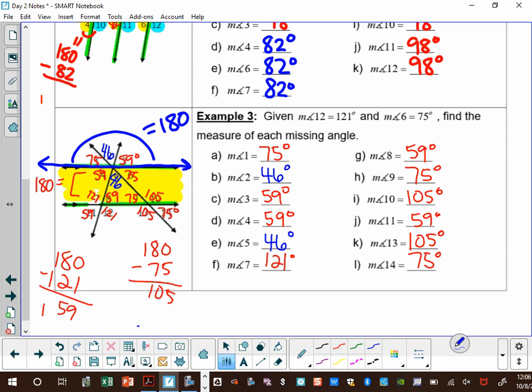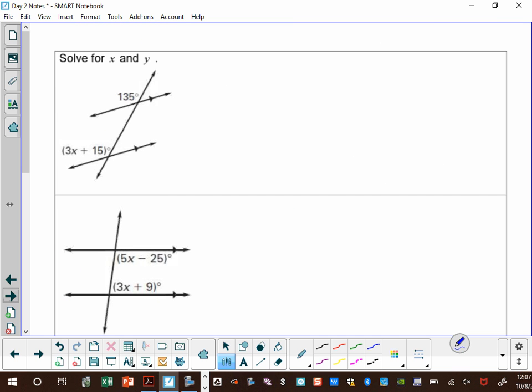Good. You guys are getting that much better than I thought you would. It's really good. What I don't want you to do is say, oh, angle 11 looks like 59, so angle 9 must be 59 too. Don't ever say it looks like it's the same, because these angles are almost never drawn to scale.